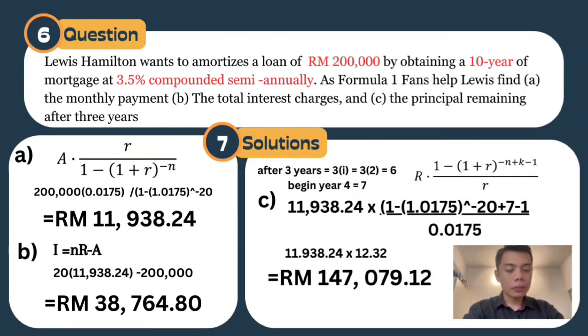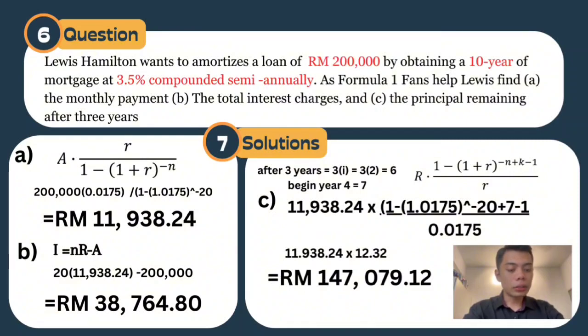So the answer will be 11,938.24. For the second question, the total interest charge, we will use the total interest paid formula. The calculation will be 20 times 11,938.24 minus 200,000. We will get 38,764.80.